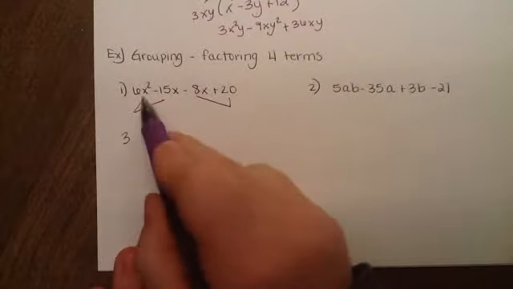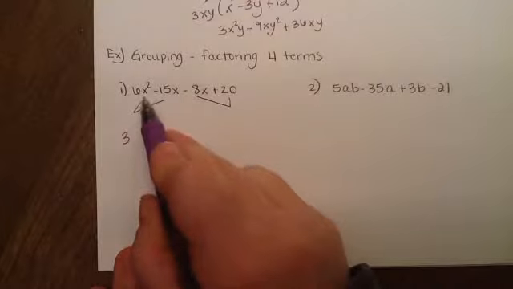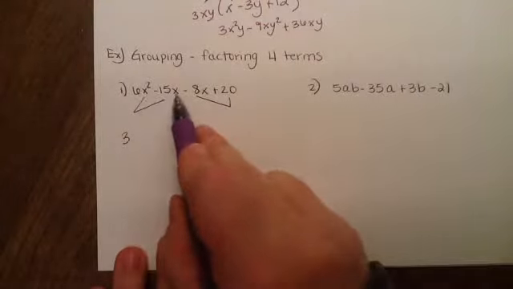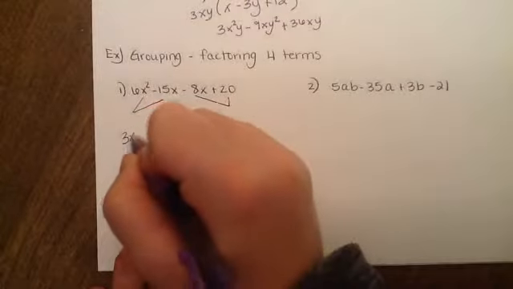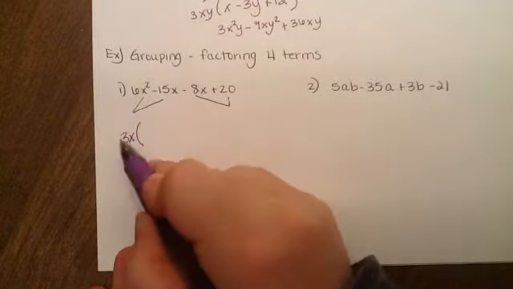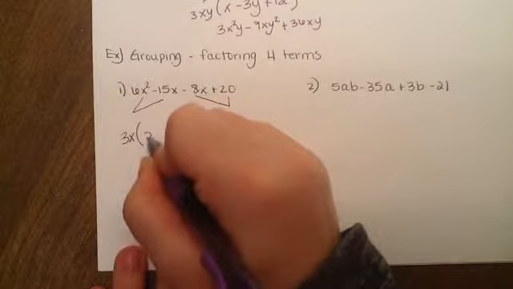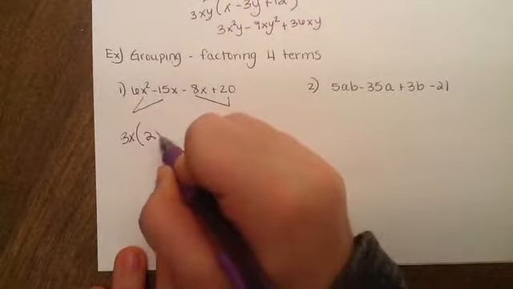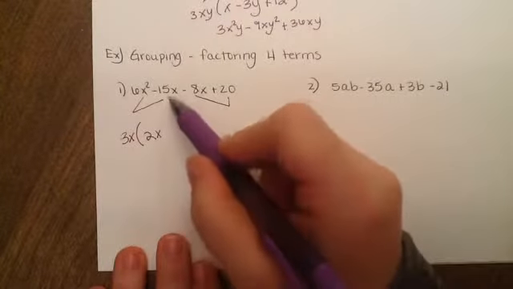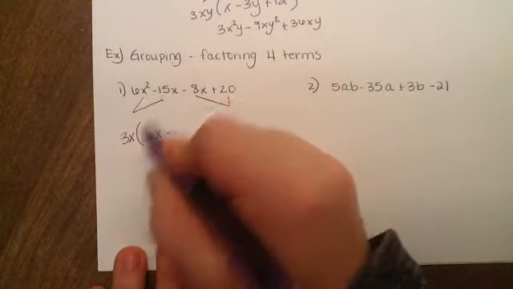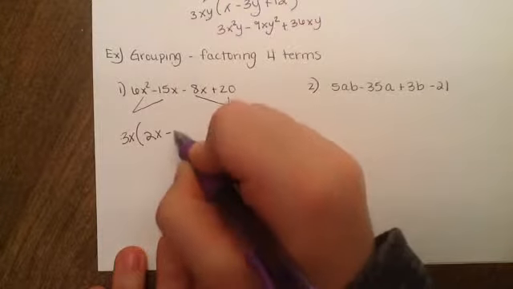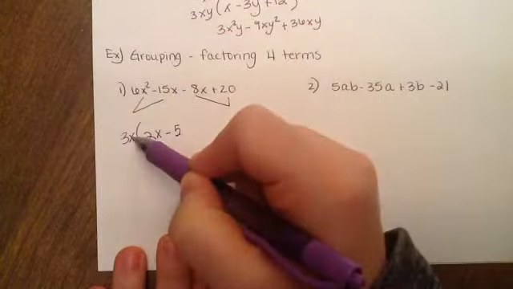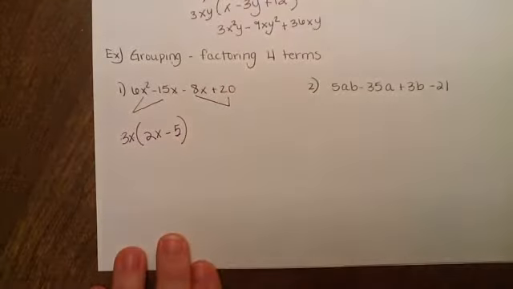3. And do they have any variables in common? An x. How many do they have in common? This one only has 1, so they have 1 in common. So 6 divided by 3, 2. X squared, take out an x, x. 15 divided by 3, negative 5. And x, take out an x, none left.